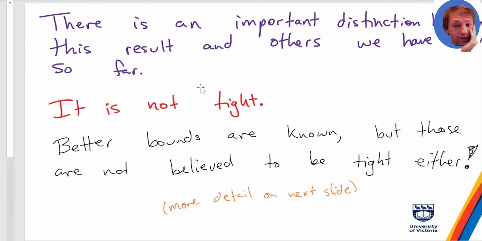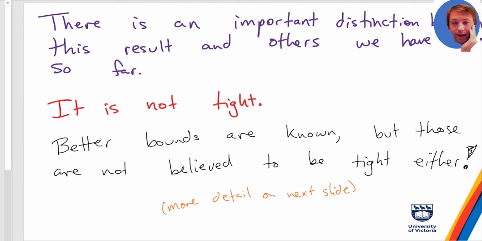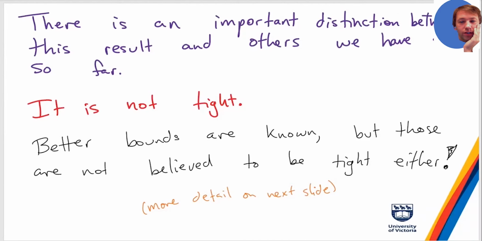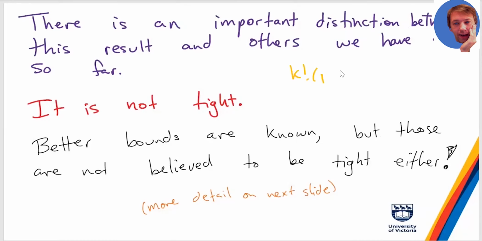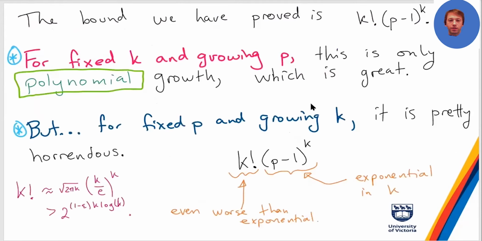Something different to notice is that it's not believed that this Sunflower Lemma is tight. In fact, we now know that it's not tight. So this bound, k factorial times p minus 1 to the k, isn't necessarily that good of a bound. It's a finite bound, so we should be happy about that, but we could ask, how much better can this be?